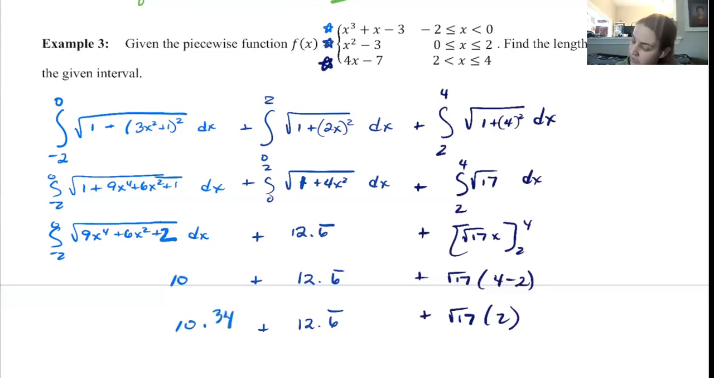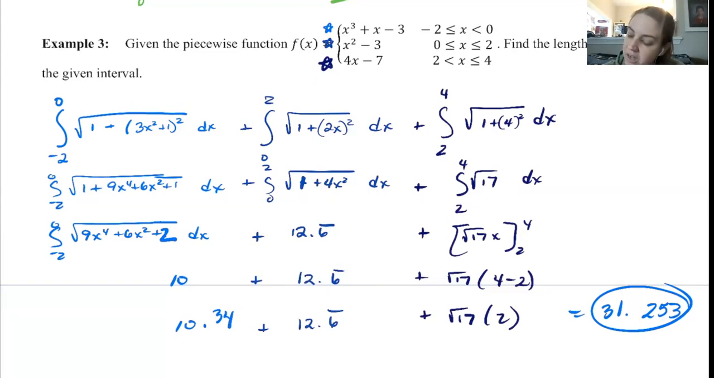Okay, so if we add these together, plus 2 square root of 17, I've got 31.253. Remember, 3 decimal places for the AP exam. So given the piecewise function, find the length of f of x over the given interval. I think that's what we're doing.